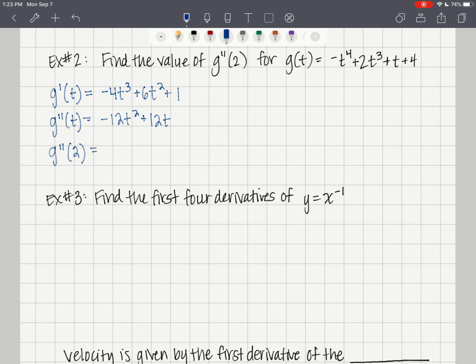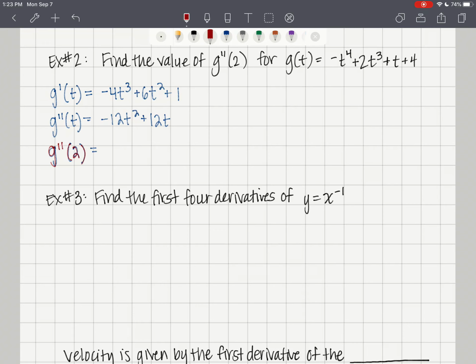So now everywhere I see a t in g double prime of t, let's make this red. I should have just changed the color, right? I got that magic pen that can do that. I should have just changed the color.